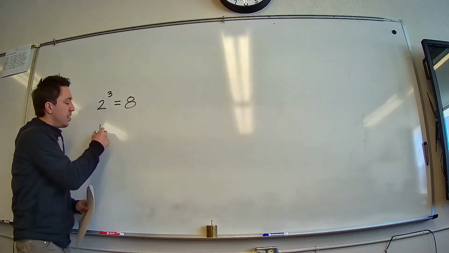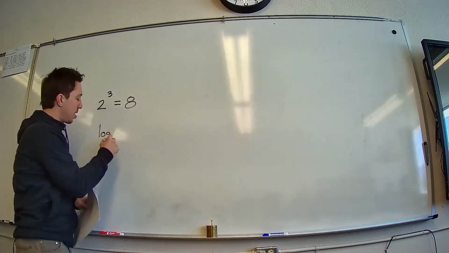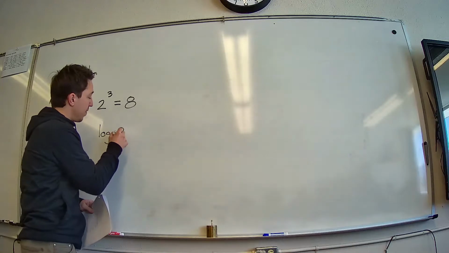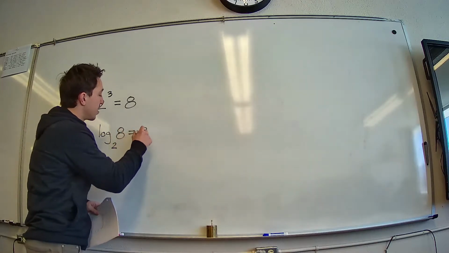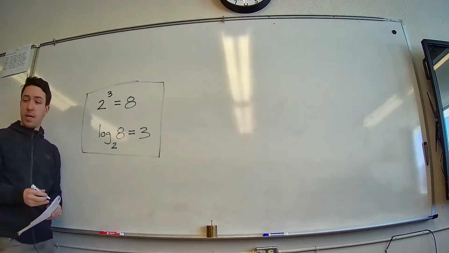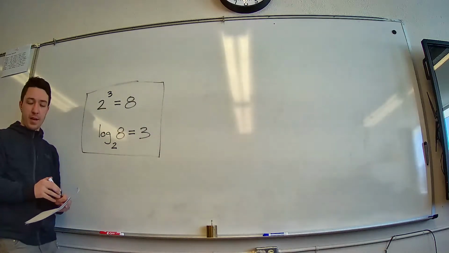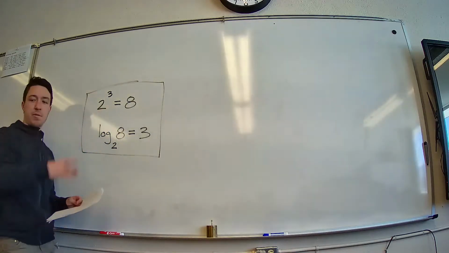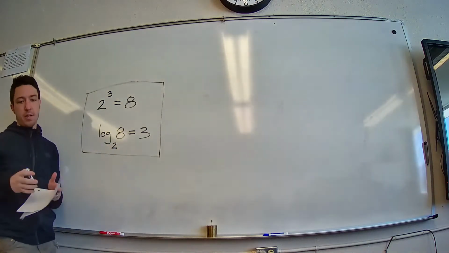I could write log base 2 of 8 equals 3. That's pretty much the main idea that you have to know to understand logs. It's just another way of writing a relationship between 3 quantities, where it's an exponential relationship.